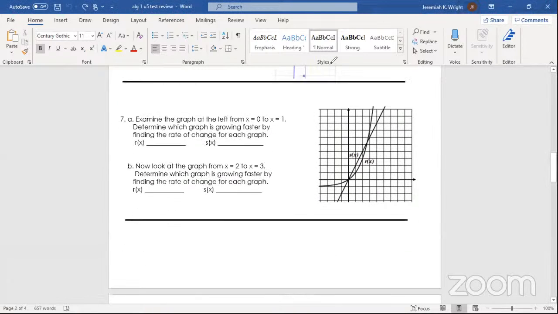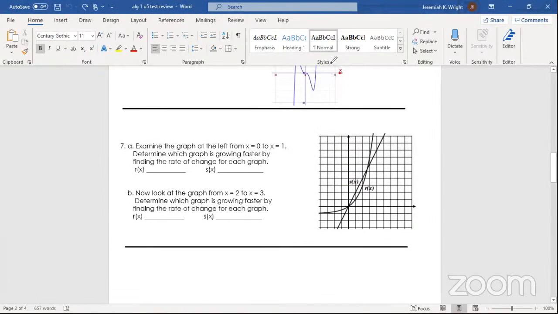All righty. Our next one here. Examine the graph from point x is 0 to x is 1 right here. So another way to write that would be like this, right? Determine which graph is growing faster by finding the rate of change for each graph. Okay, so x is 0. They're both going through the origin, and x is 1. We've got one right here and one right here.